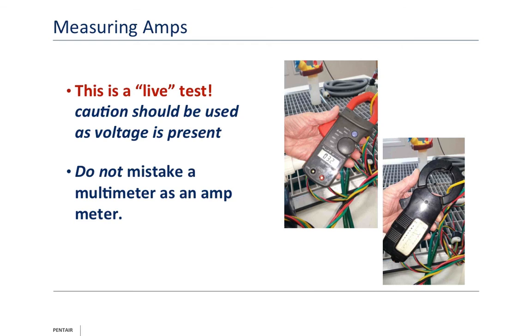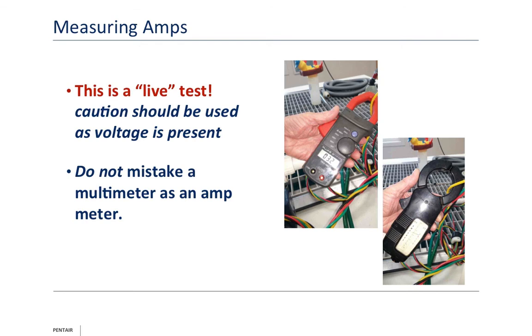Measuring amps, remember this is a live test, but if you look at these pictures, the clamp goes around an insulated wire. We're not disconnecting anything. If you're afraid of voltage, you don't want to measure voltage, then go to amperage, because amperage can tell you a whole lot of what's going on too. And also notice you have to measure each wire separately. So in the case of a three wire, you'd measure the yellow, the red, and the black separately.